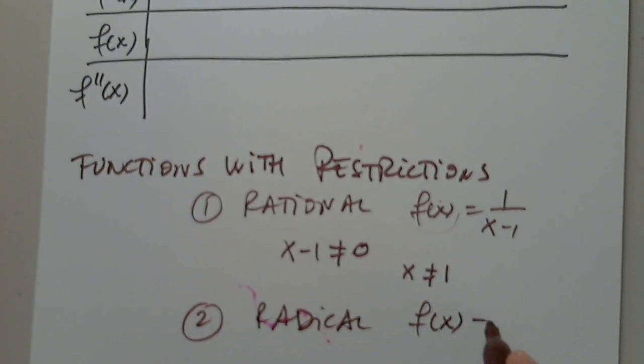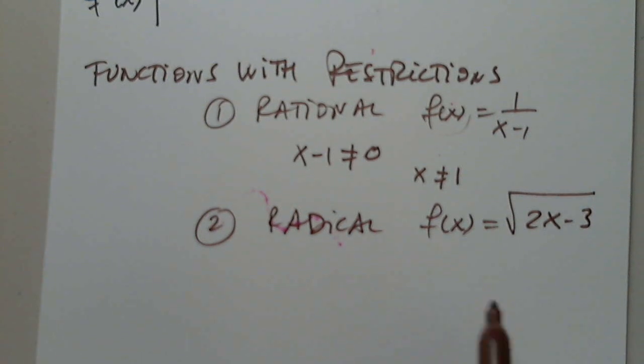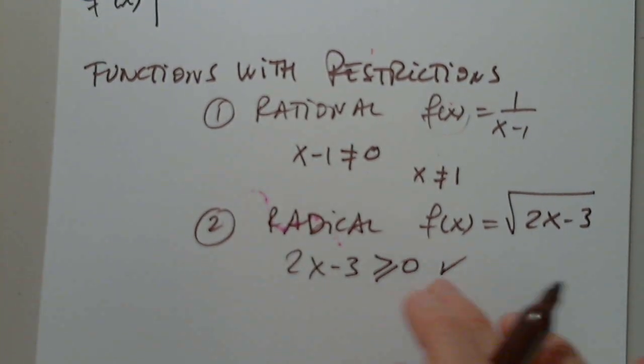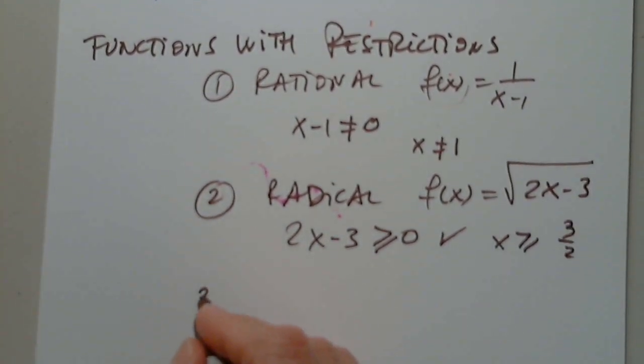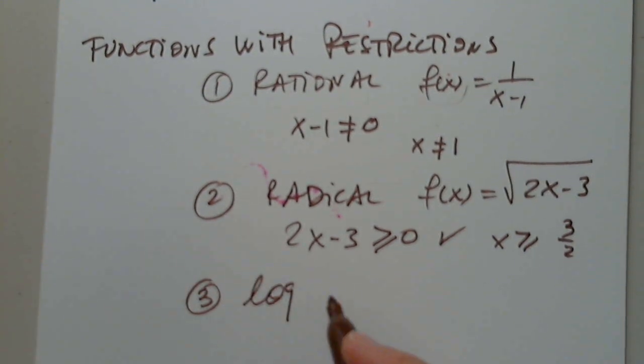Let's say if we have f of x is the square root of 2x minus 3, what do I have to write for this function to exist? 2x minus 3 is greater than or equal to 0. Perfect. And we have to solve that as x greater than or equal to 3/2. Brilliant. Thank you. And the last one is this log function.